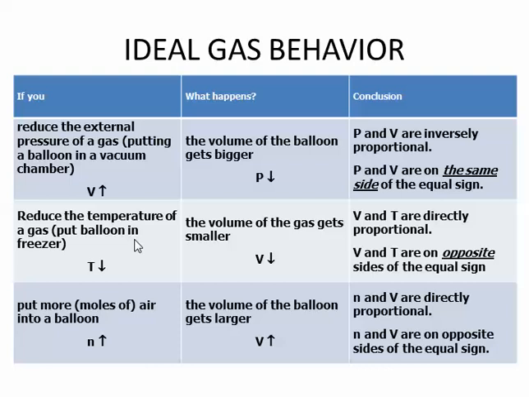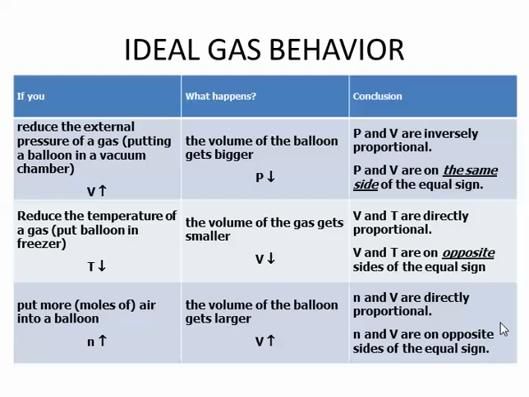If you put a balloon in the freezer, temperature is going to go down. What's going to happen to the volume? Well, when temperature goes down, kinetic energy goes down. You get less collisions with less force, so volume is going to go down. So that is directly proportional. So volume and temperature have to be on opposite sides of the equal sign. If you put more moles of air into a balloon, you blow into a balloon, what's going to happen to the volume? Well, the volume goes up because as you increase the number of particles, you increase the number of collisions, pressure goes up, that causes volume to expand. So moles and volume are directly proportional. And if they're directly proportional, they have to go on opposite sides of the equal sign.